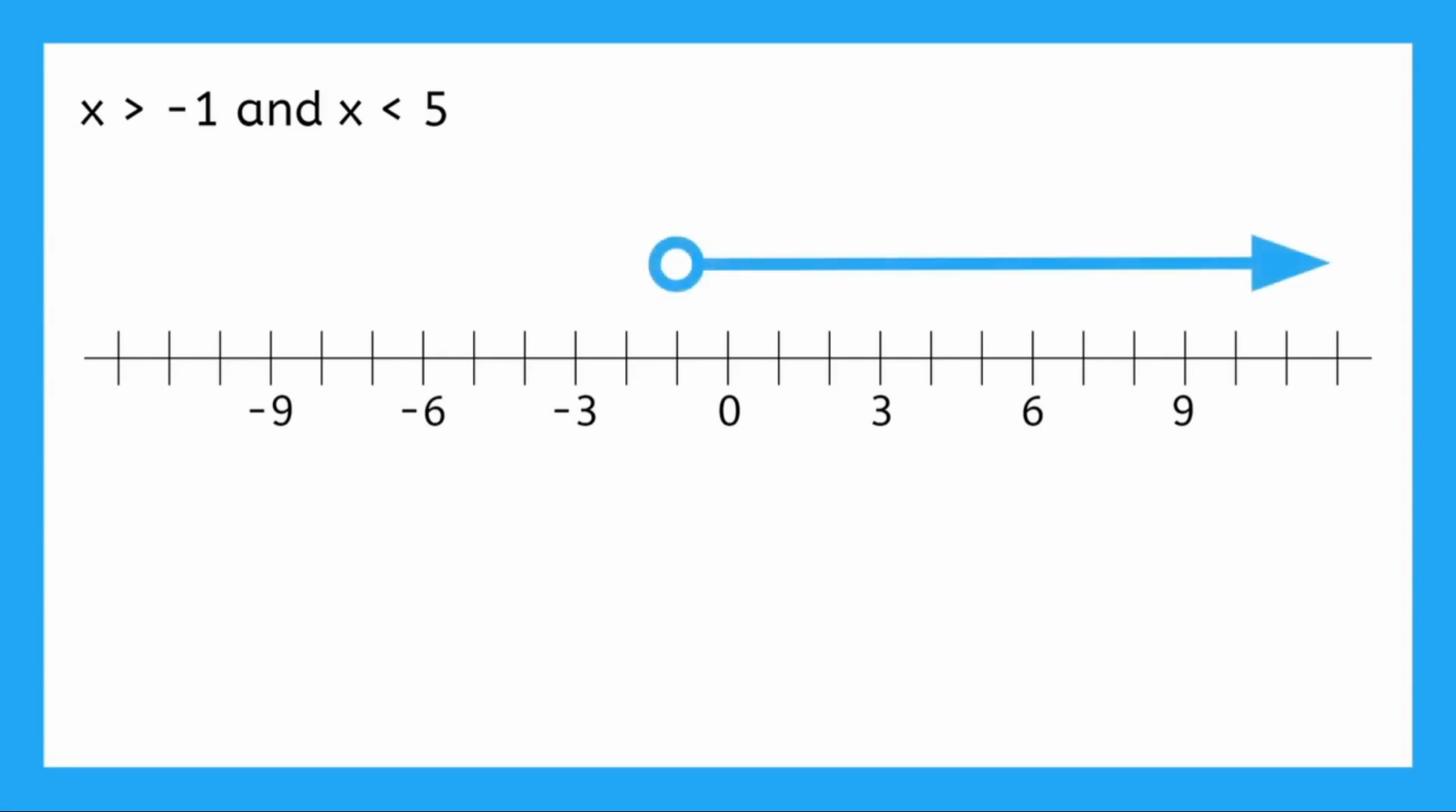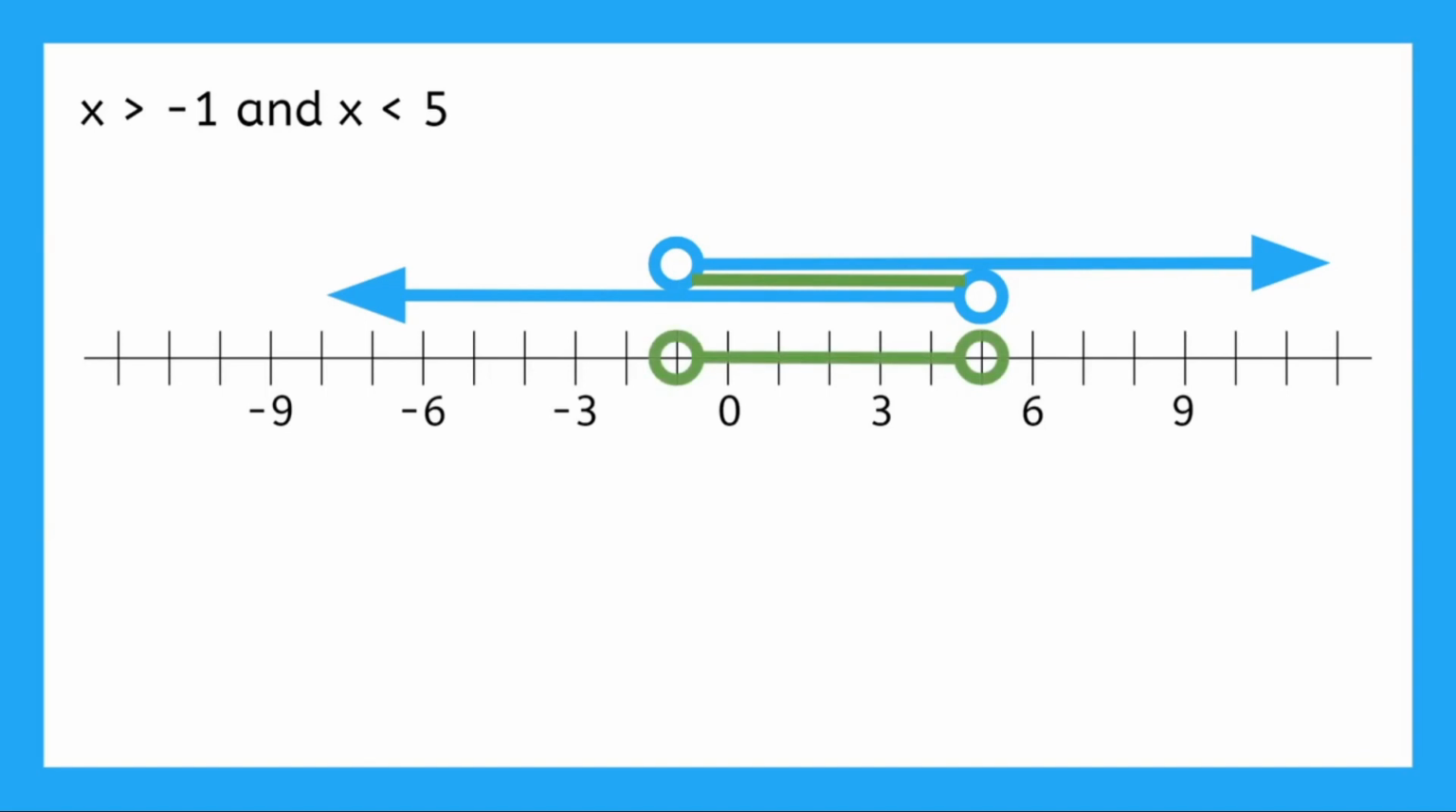Here's all the numbers greater than negative 1. Remember, open point to show that negative 1 does not count as being greater than itself. And here is all the numbers less than 5. Since it's an "and" situation, we only need the values that fit both inequalities. In other words, we need the overlap, which is right here.